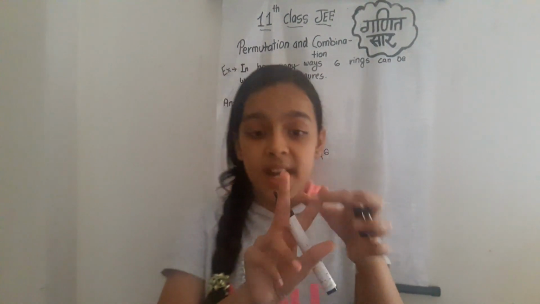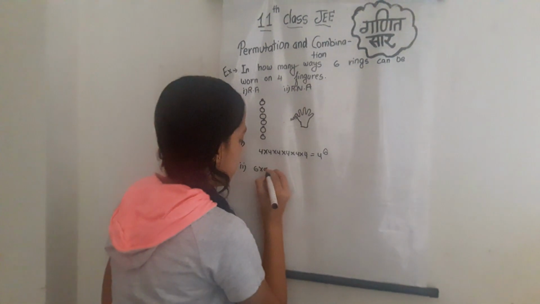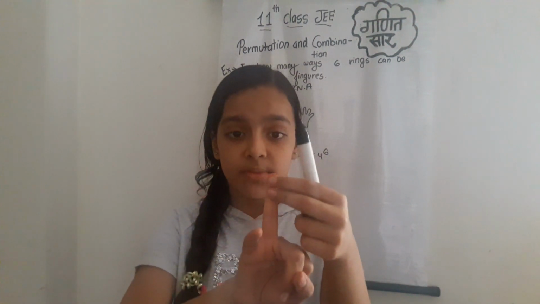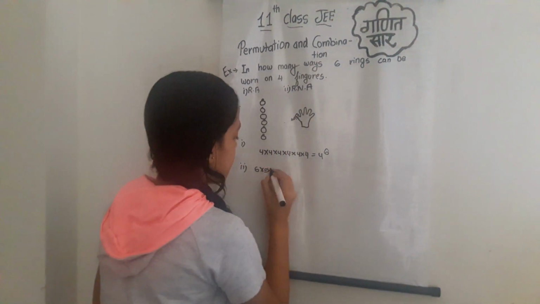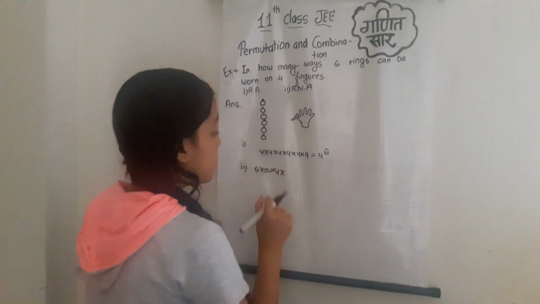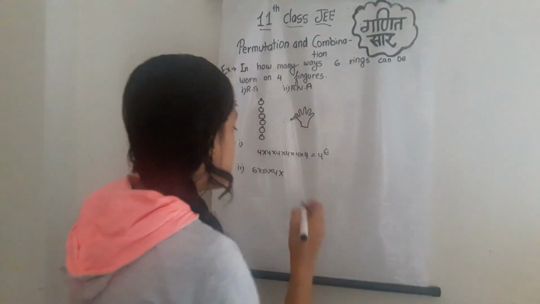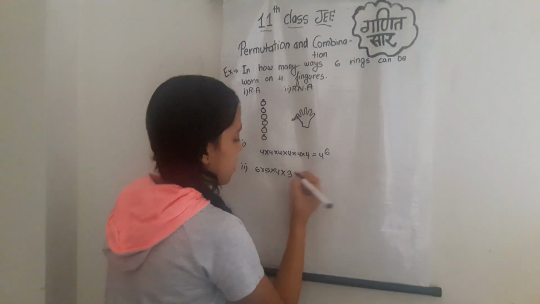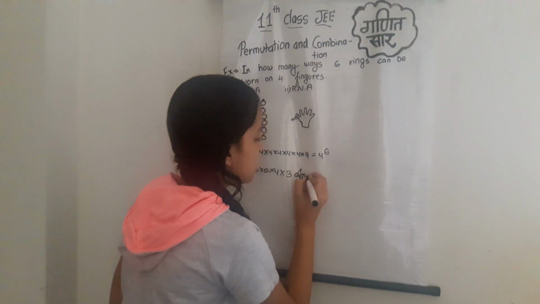So 6 minus 1 equals 5. So here we can put 5 rings: 1, 2, 3, 4, 5. Now here we will write 5. Now when we come to the third finger, here we can put 4 rings: 1, 2, 3 and 4. So here we will write 4. Now when we come to the last finger, here we can put 3. So here we write 3. Now this is our answer.